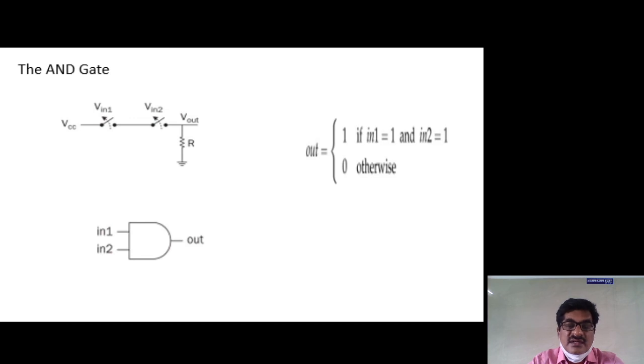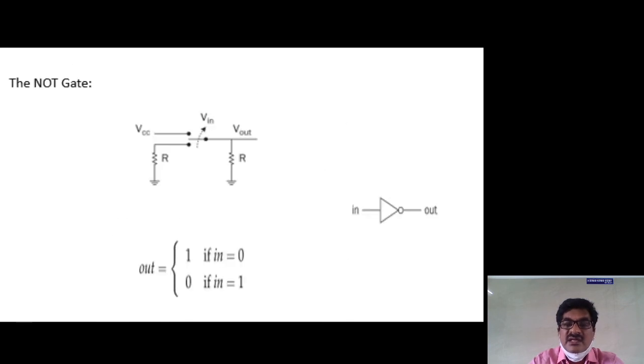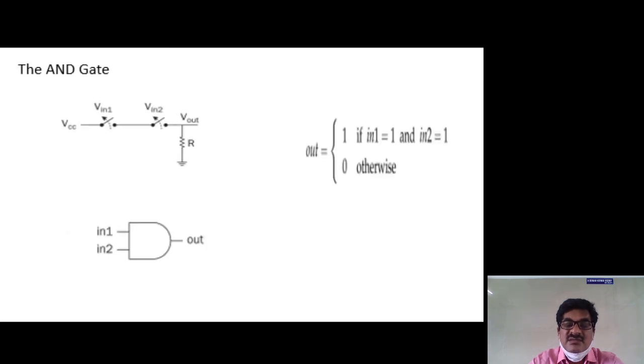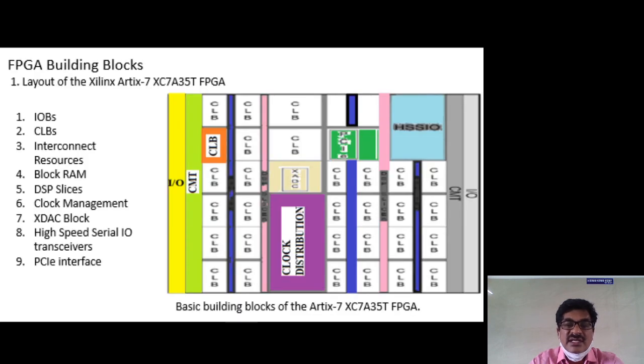Like that, the different logic gates we can frame using switches. This is the symbol for the AND gate, and in the previous slide we saw the symbol for the OR gate, and before that the symbol for the NOT gate, along with the switching arrangement showing the NOT gate functionality. This is the switch arrangement for the OR gate functionality, and this is the switch connection arrangement for the AND gate functionality. So the logic gates can be realized using switching connections.